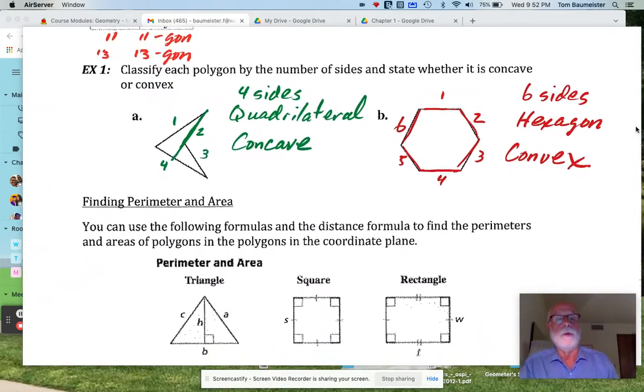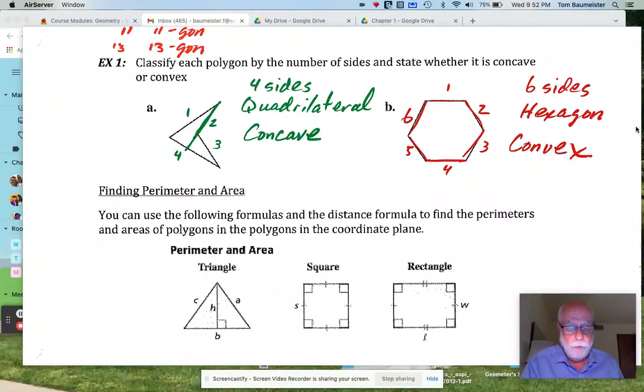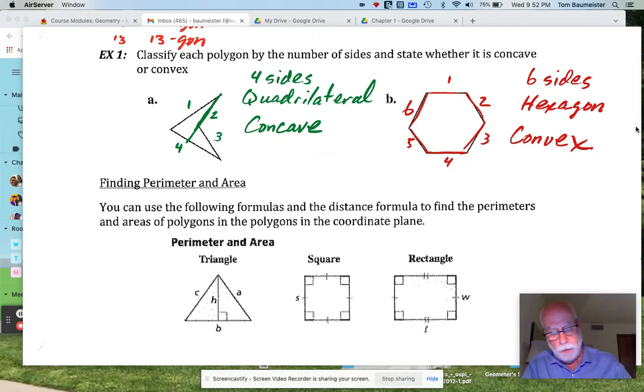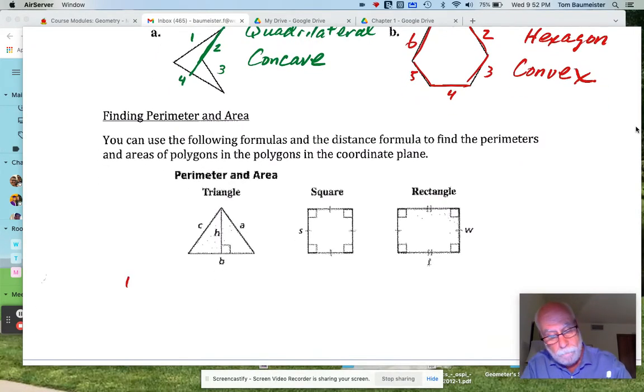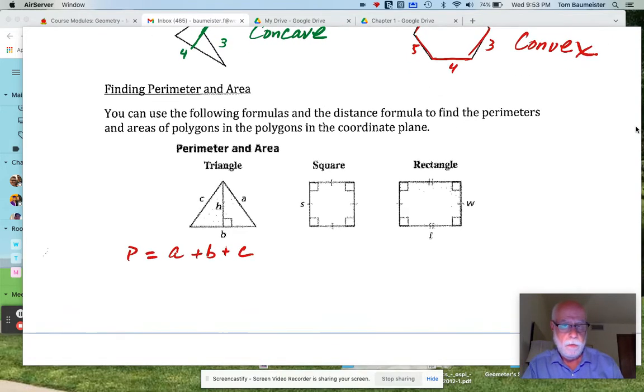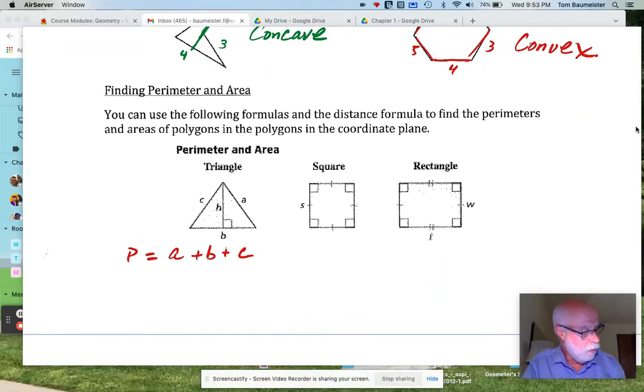That's pretty straightforward, and so is finding perimeter and area. You can use the following formulas and the distance formula to find perimeters and areas of polygons in the coordinate plane. For a triangle, remember the perimeter, which we'll just call C, is the distance around it, so it is going to be A plus B plus C. We did a couple of these on yesterday's homework. Not the worksheet, but the homework.